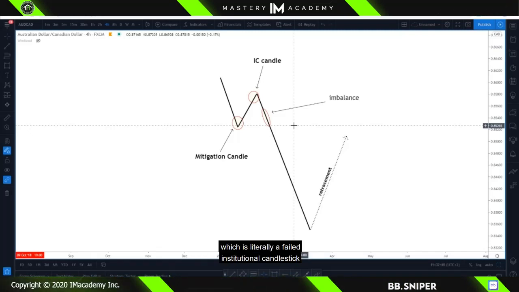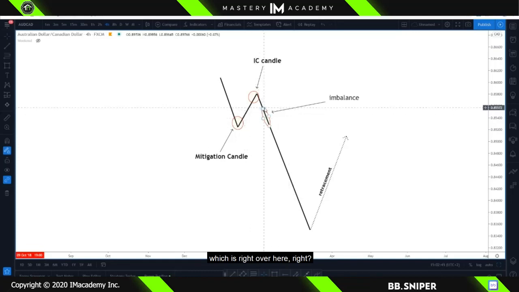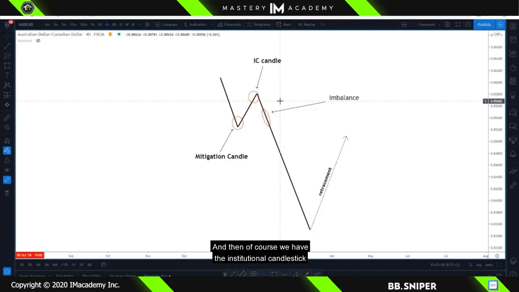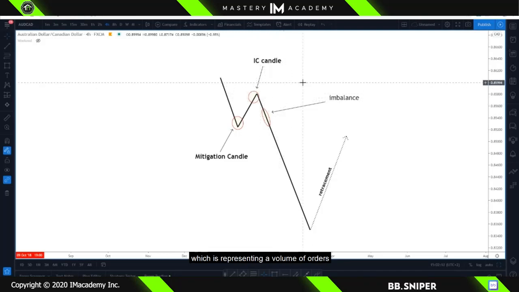Then we have the mitigation candlestick, which is literally a failed institutional candlestick because we broke through it, which is right over here, right? This is the mitigation candlestick, we break through that. And then of course we have the almighty institutional candlestick, which is representing a volume of orders where the market was literally tipping over from a bullish into a bearish environment, right? And we all know that in that candlestick there is definitely heavy selling pressure delivered to the marketplace. Then of course the scale tipped over and the market became bearish again.